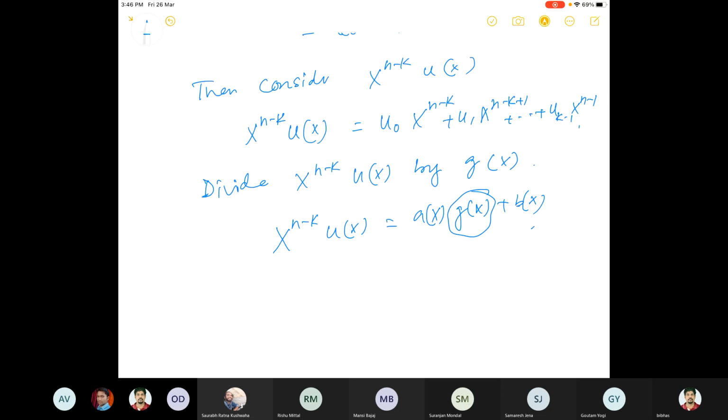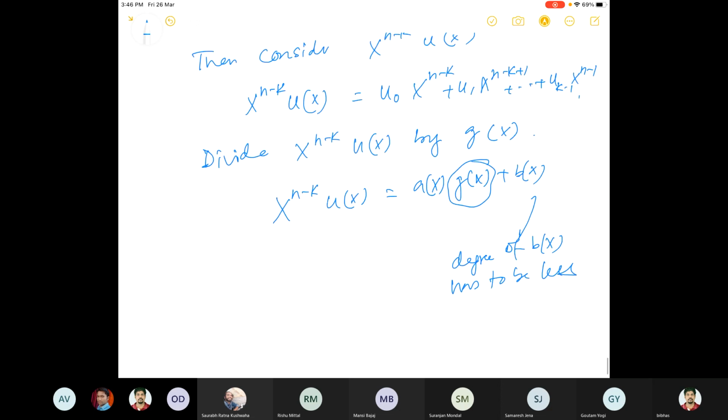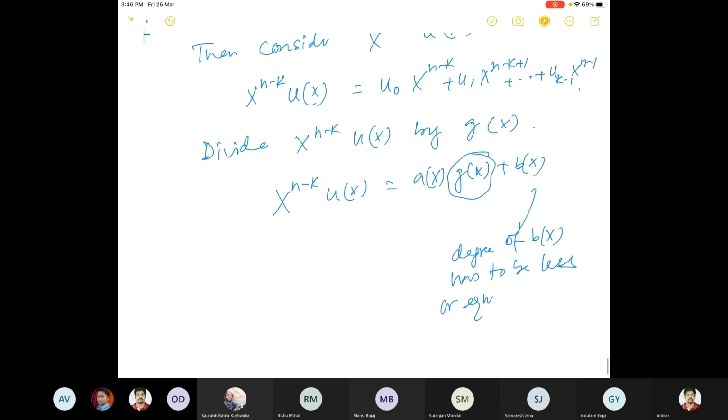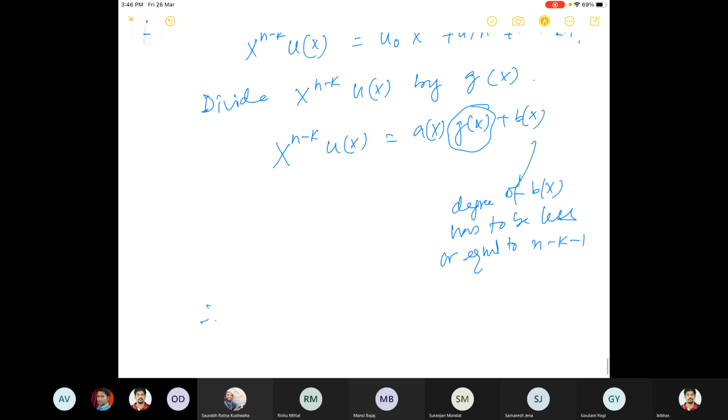a(x) is the quotient, b(x) is the remainder, and the degree of g(x) is n minus k. So what should be the degree of b(x)? The degree of b(x) has to be less than or equal to n minus k minus 1. It cannot exceed this. Therefore, b(x) should be of this form: b0 + b1 x + ... + b_{n-k-1} x^{n-k-1}.